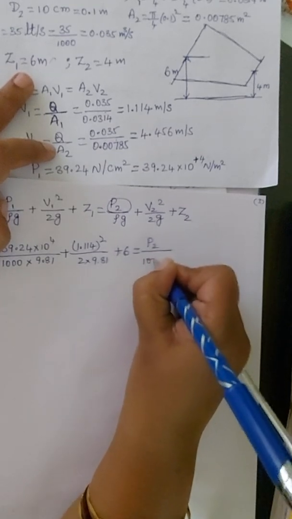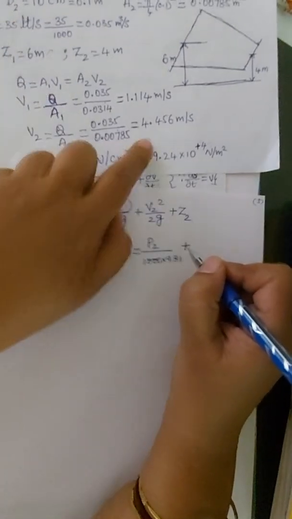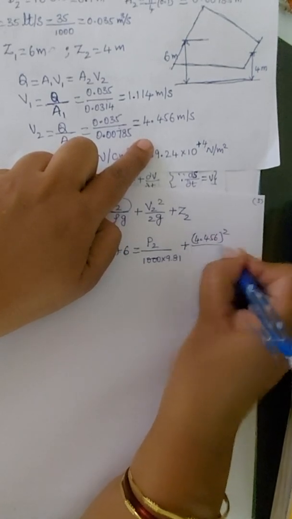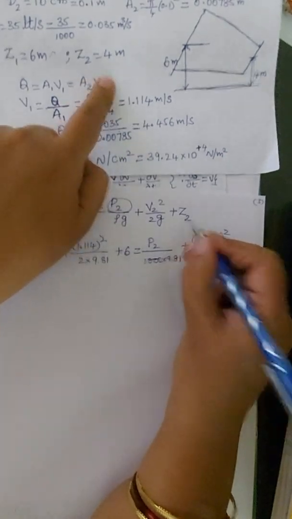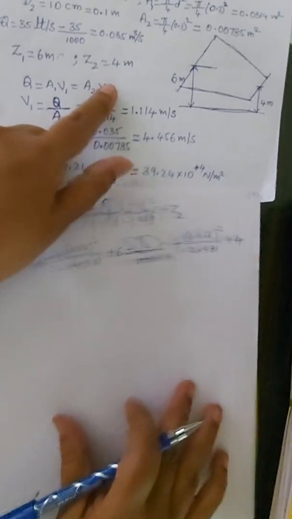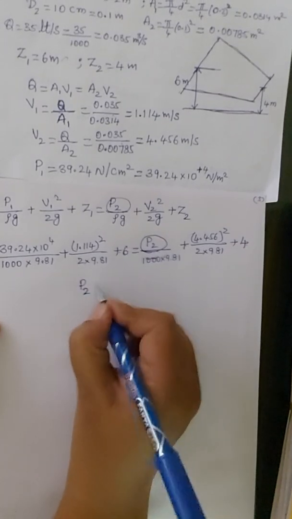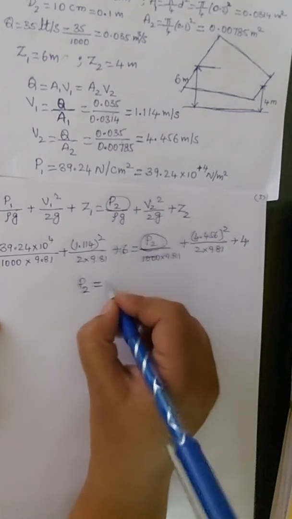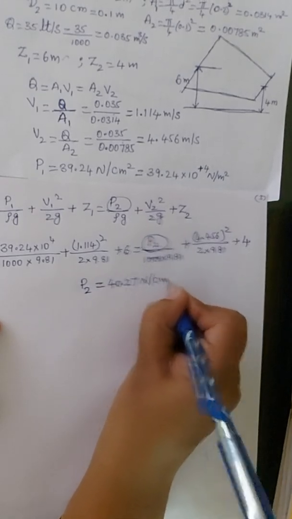This is equal to P2, which is what we are supposed to calculate. P2 divided by 1000 into 9.81 plus 4.456 square divided by 2 into 9.81 plus Z2, which is 4 meters. From this one equation we can calculate P2. When we do this mathematical simplification, we will get P2 as 40.27 Newton per centimeter square.